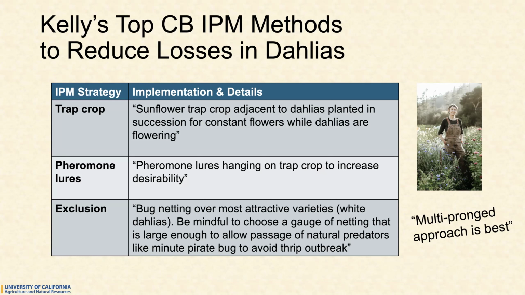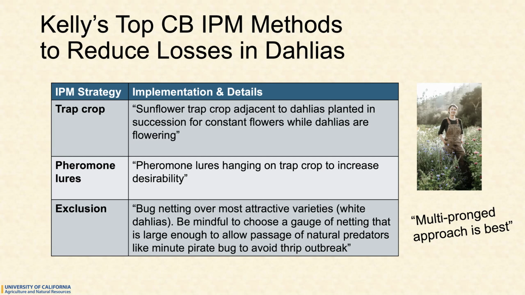Kelly says, sunflower trap crop adjacent to dahlias planted in succession for constant flowers while dahlias are flowering. And I'll show you what that looks like in a minute. They also mentioned pheromone lures, so putting these on that trap crop to increase desirability. And they use exclusions, so bug netting over the most attractive varieties, the white dahlias.